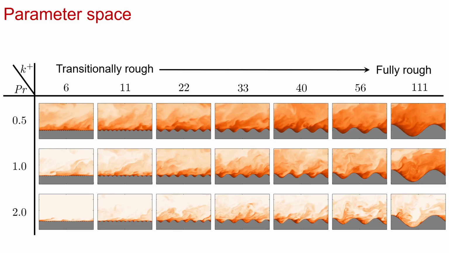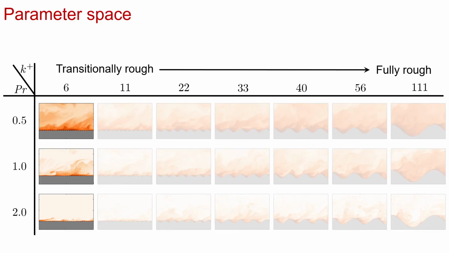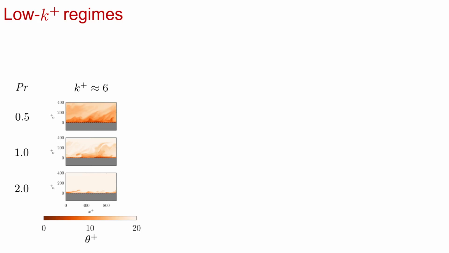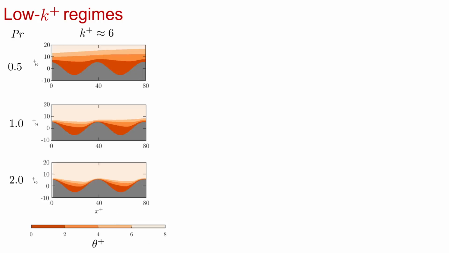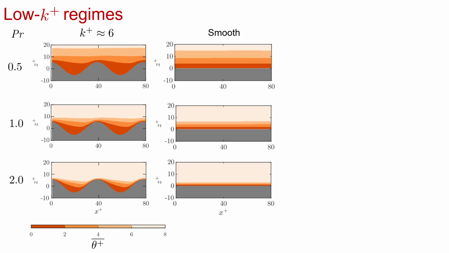So returning to my parameter space, what I'm going to consider are my low k plus regimes here at this k plus equals 6, and what I'm going to do is zoom into my flow very close to the roughness, and I'm also going to consider my time average flow now. And so conventionally, the way we understand these types of flows for very small roughness is that they're sort of analogous to an otherwise smooth wall, relative to some reference plane that we need to determine.